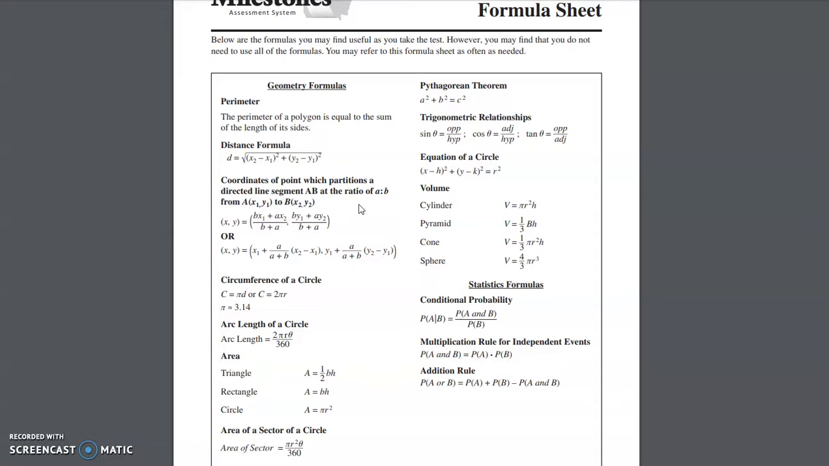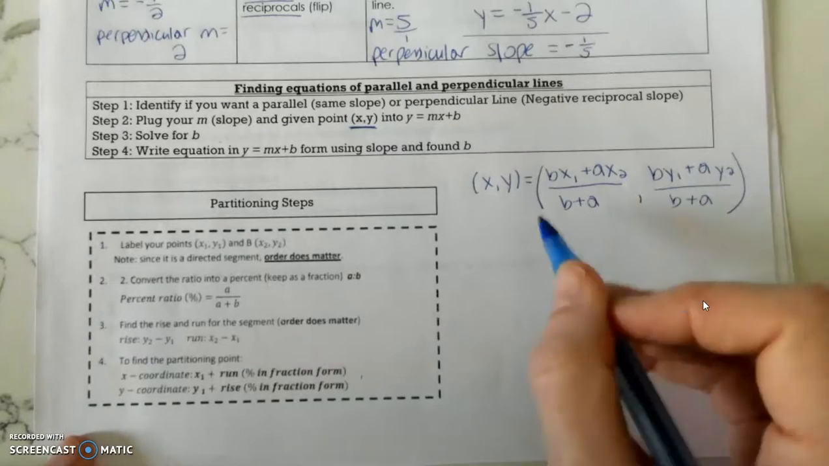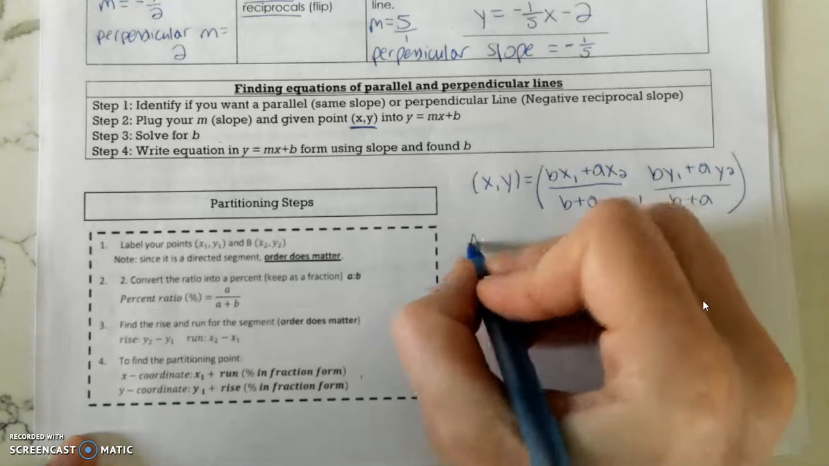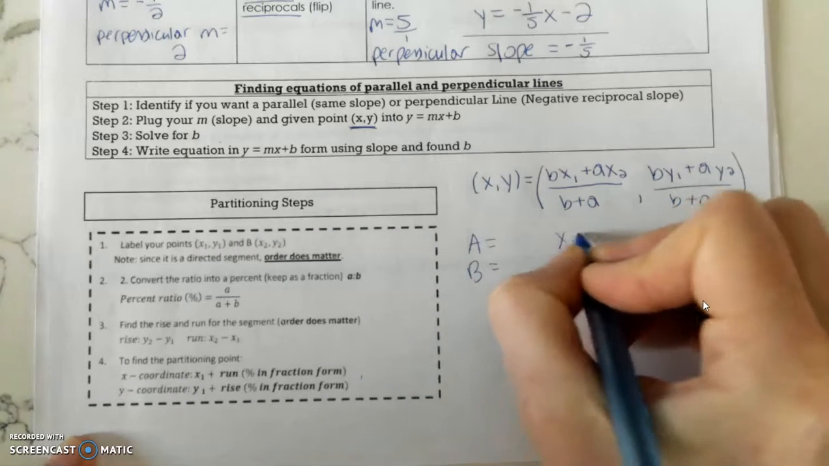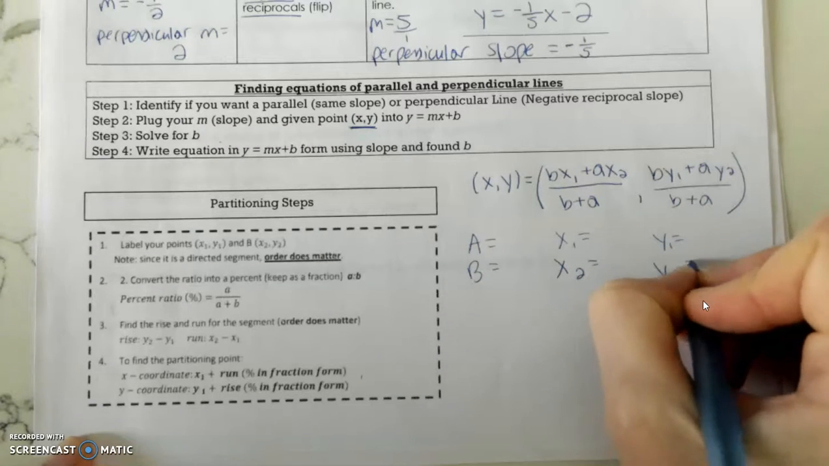x, y is equal to b times x1 plus a times x2, all divided by b plus a. And then the y coordinate is b times y1 plus a times y2 all over b plus a. All right, I wrote that down. Now remember, this looks like a big formula here, right? So I told my class you need 6 things. You need an a, b, an x1, an x2, a y1, and a y2.